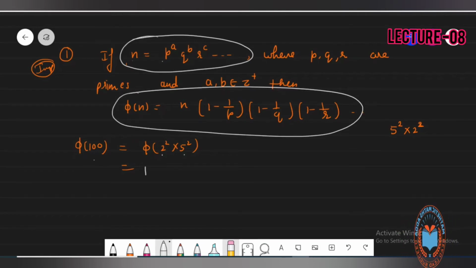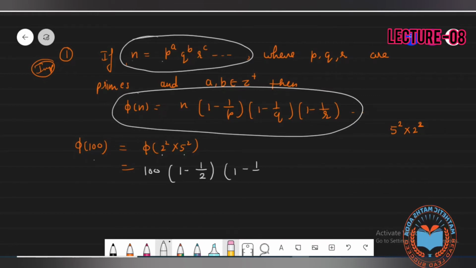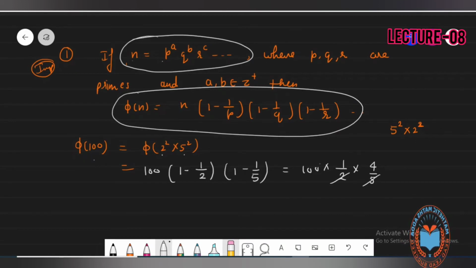So I have to put these values in this formula. phi(N) is equal to 100 into 1 minus 1 upon 2, into 1 minus 1 upon 5. So it will be 100 into 1 by 2 into 4 by 5. 5 into 2 becomes 10. 0 and 0 cancel out. It will be 40. Clear? So phi(500) will be 40.